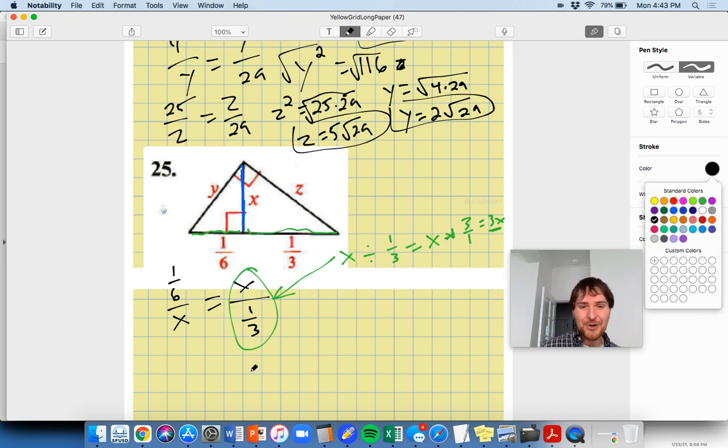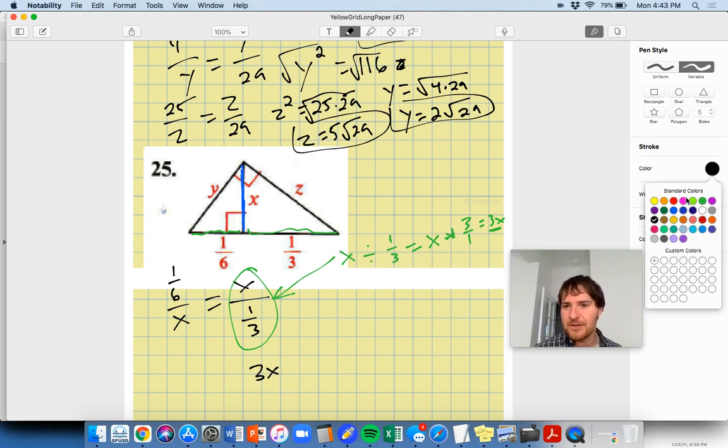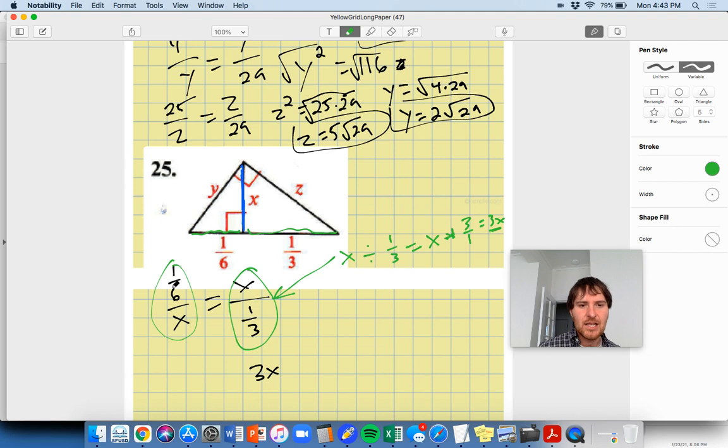So this right side here actually simplifies to 3x. This is a little bit different on this side here. 1/6 over x, we can think of that as 1/6 being divided by x over 1. What's that? That's the same thing as multiplication. Well, that equals 1/6 times 1 over x.